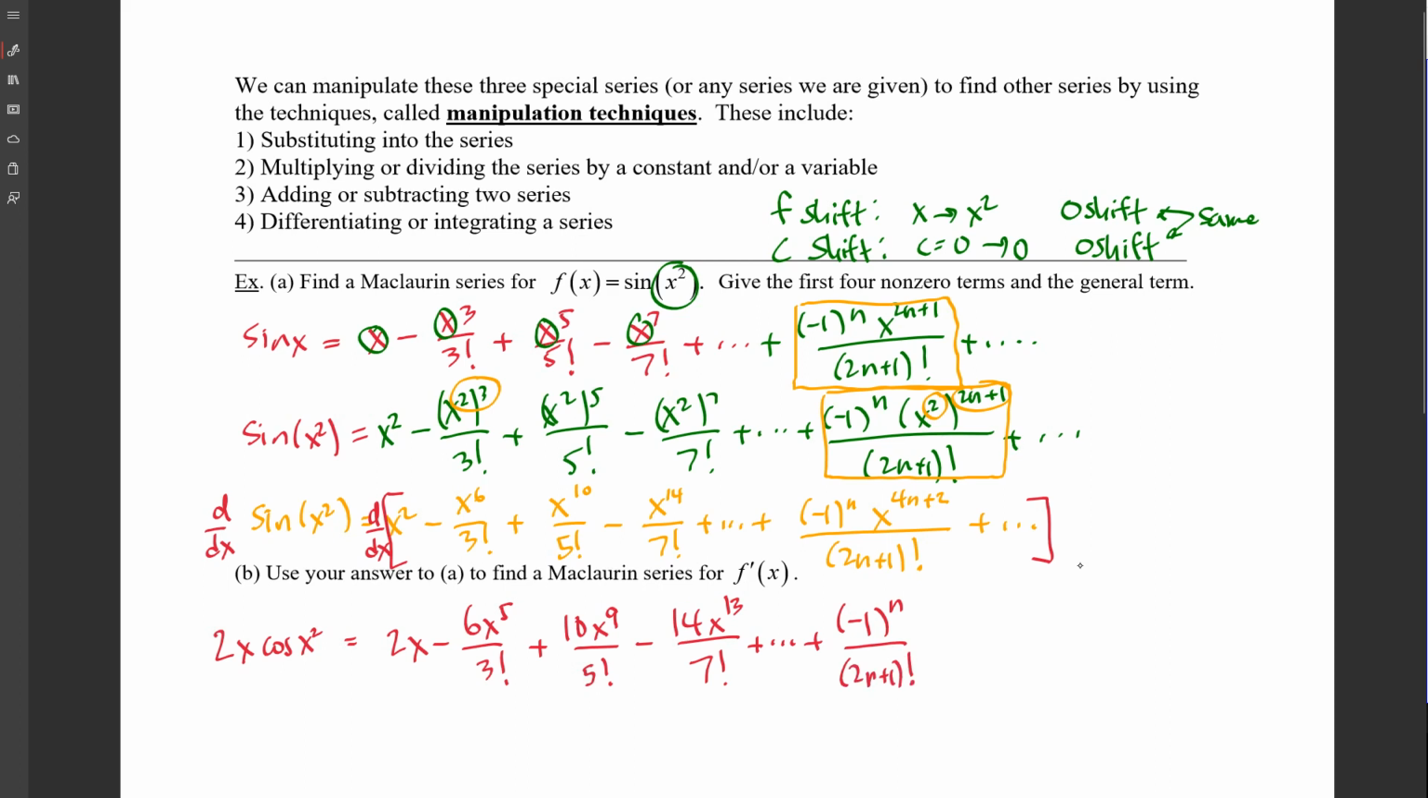Now, I also have to take the derivative of this x to the 4n plus 2. So that would be 4n plus 2 times x raised to the 4n plus 2 minus 1. But 2 minus 1 is actually just 1. All right? I'll lengthen that bar plus dot dot dot, and this is my answer to the derivative of f of x. You're allowed to manipulate the Taylor series by taking the derivative of both sides.